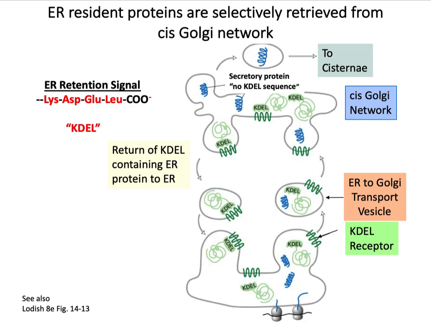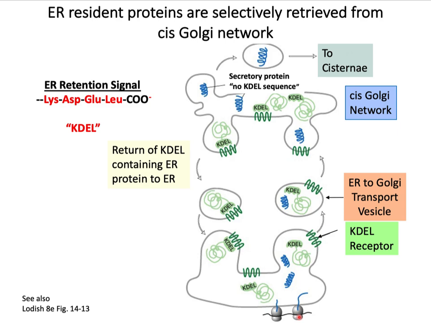As it turns out, most of these ER resident proteins have a specific sequence at their C-terminus made up of lysine, aspartic acid, glutamic acid, and leucine. This C-terminus is sometimes called KDEL, for the single-letter amino acid codes for lysine, aspartic acid, glutamic acid, and leucine. And it is this KDEL sequence that tells the cell that these proteins belong to the ER. So what happens when a vesicle buds?